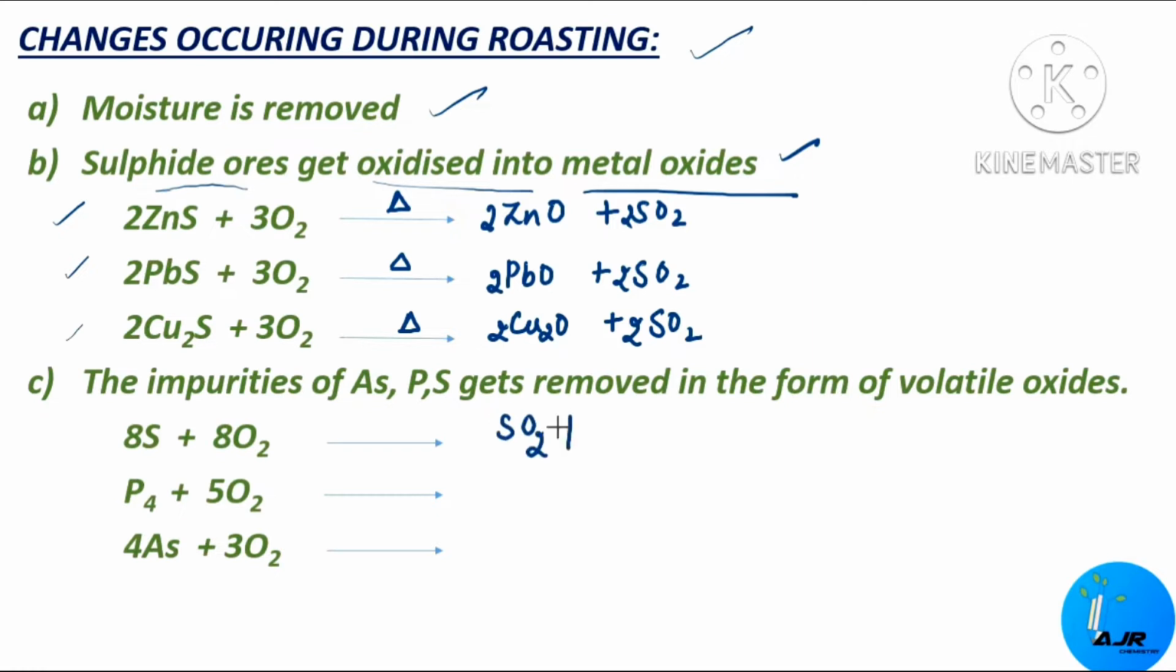Since it is a volatile oxide, you can put the arrow mark like this. For a gas, we put an upward arrow. For precipitates, we use the downward arrow. Since it is a volatile oxide, we are using this upward arrow. Now, phosphorus is getting converted to P4O10, phosphorus pentoxide, right? So here also. And then arsenic, As2O3.